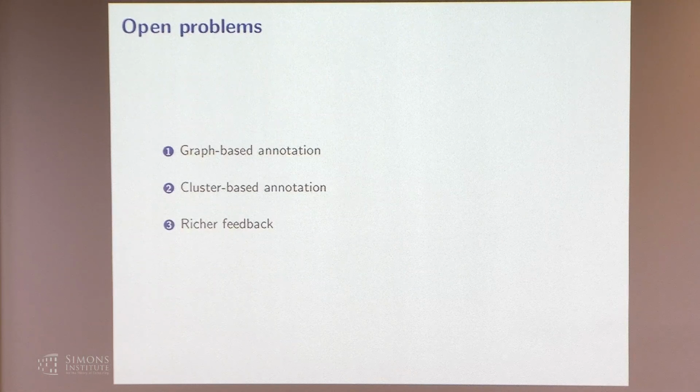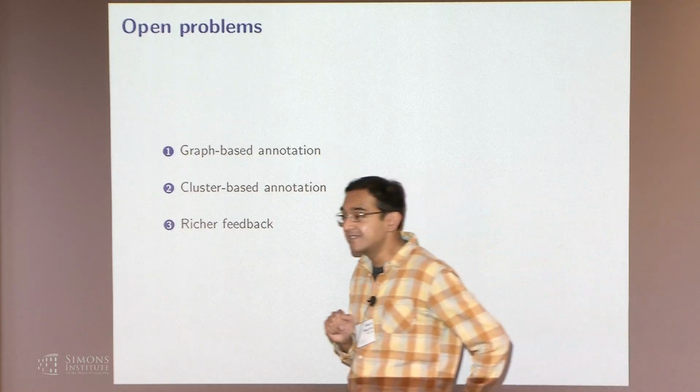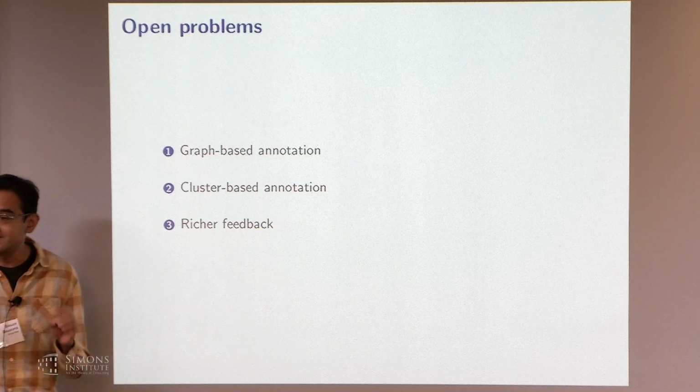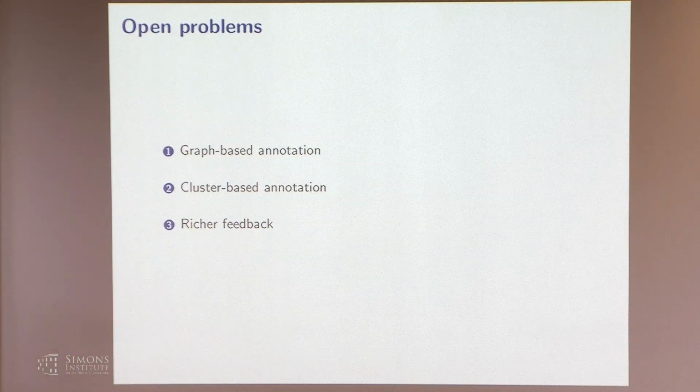So yeah, I think some interesting open problems are on the graph-based annotation side to just look at the Zhu-Garamani-Lafferty algorithm and figure out what needs to be done to it to make it statistically good. On the cluster-based annotation side, I think a very nice thing is to figure out a good protocol for hierarchical sampling. And for this richer feedback, this is a new and growing area right now, and there's just a lot of formalization needed. Okay, thank you.